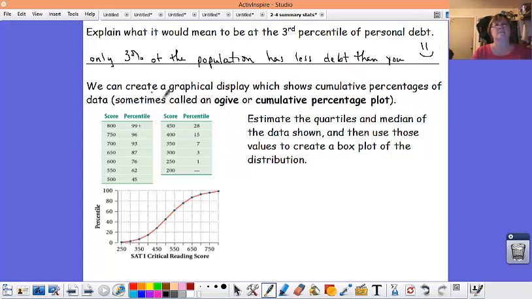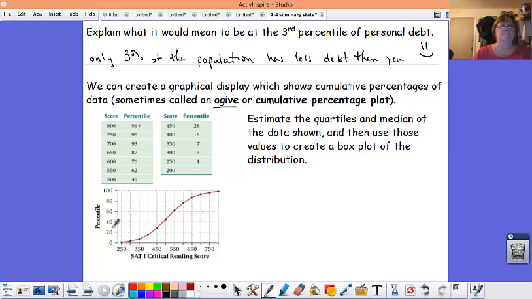All right. The last topic today, we want to talk about a graphical display that shows cumulative percentages of data. Folks, this has got the strangest name. This is called an ogive. Or a cumulative percentage plot. Ogive is what I'd been taught before.